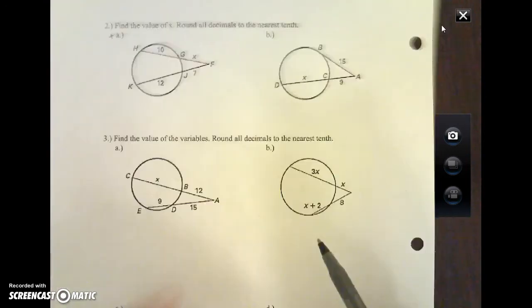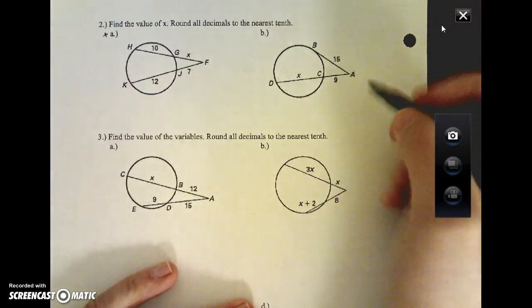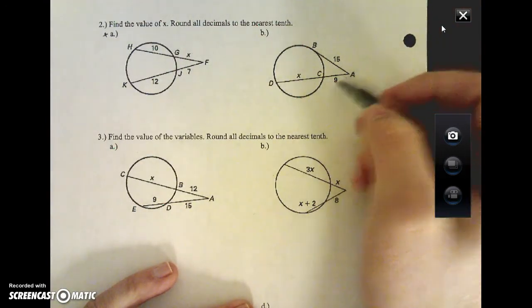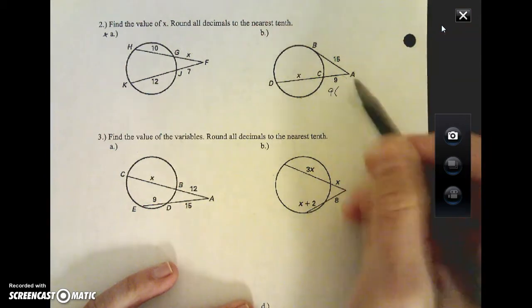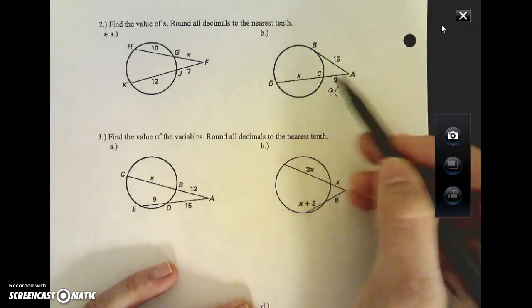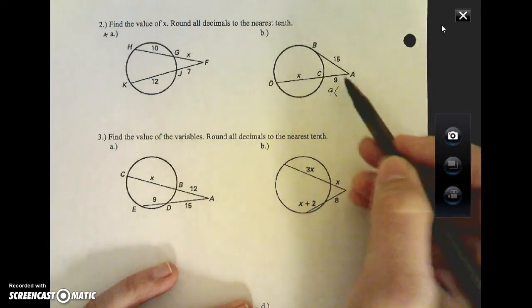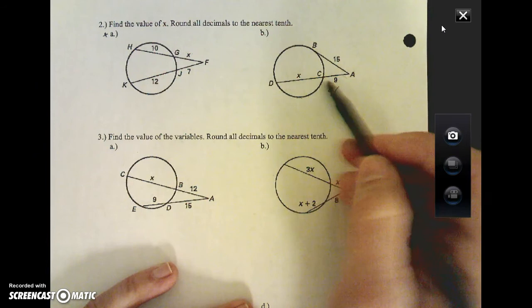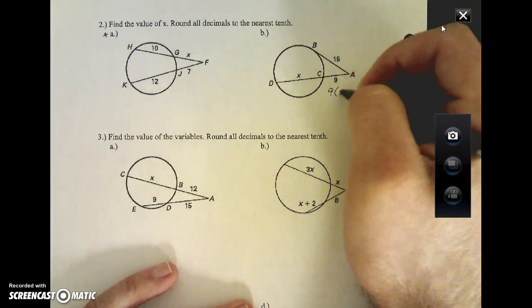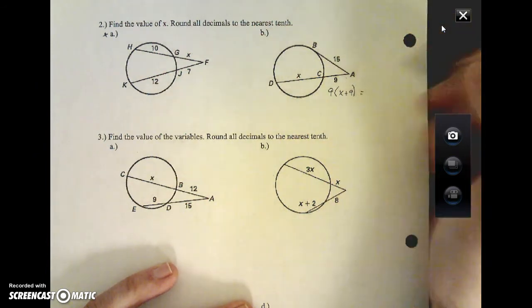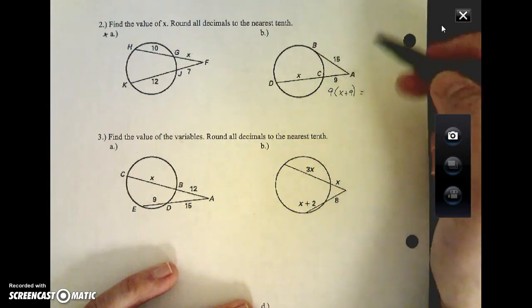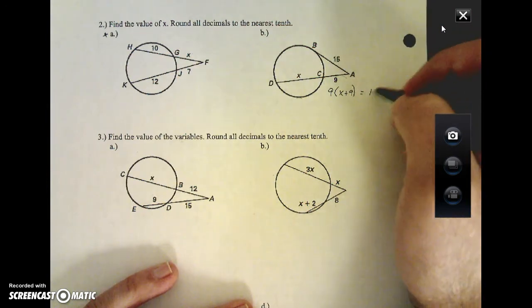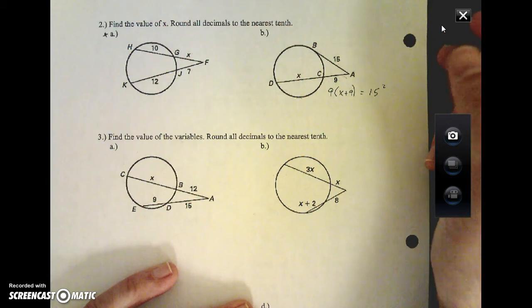Okay. So for part B, number 2, part B, we're doing small piece, 9, times the whole piece. Now, this is where it gets a little tricky. If you're thinking it's 9x, it's a very good thought. But we have to add these together, this plus this. So it's x plus 9. And that equals my outside squared. So 15 squared. And now we just solve, okay?